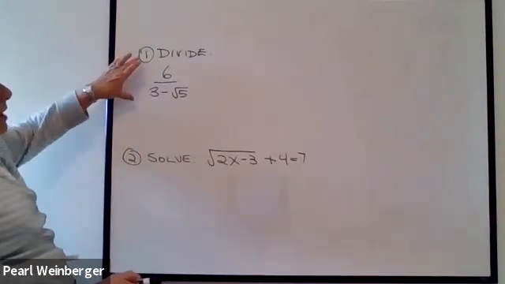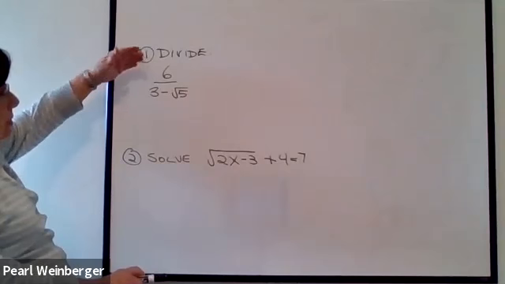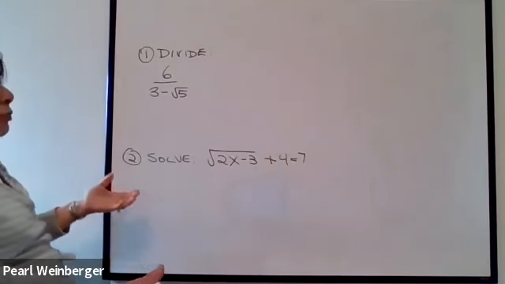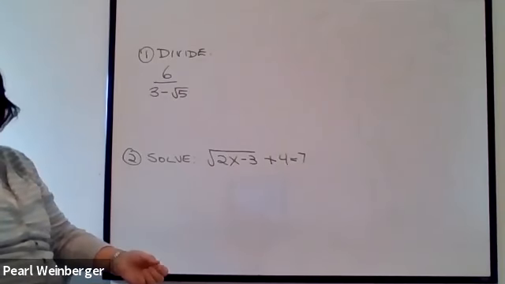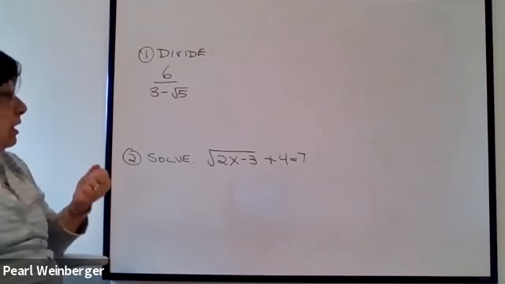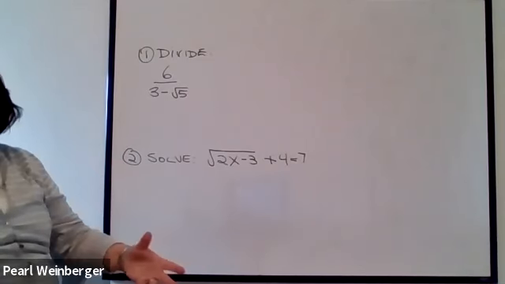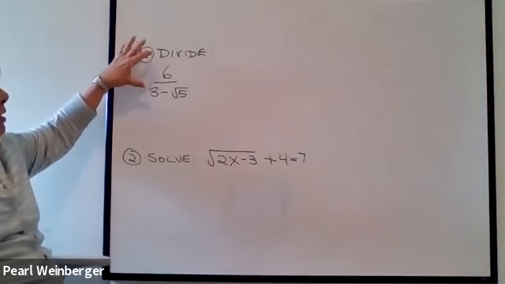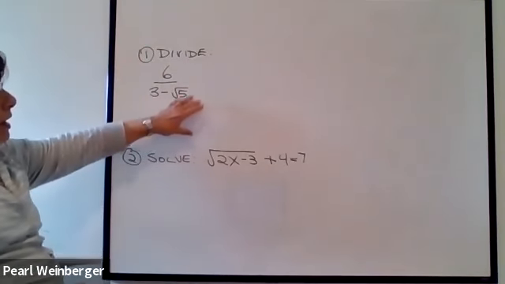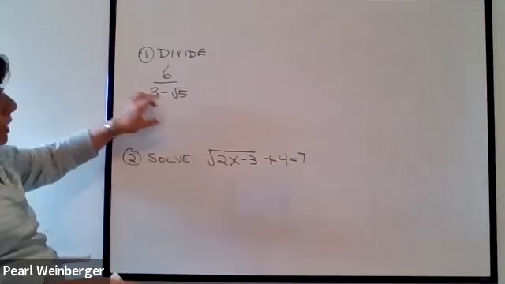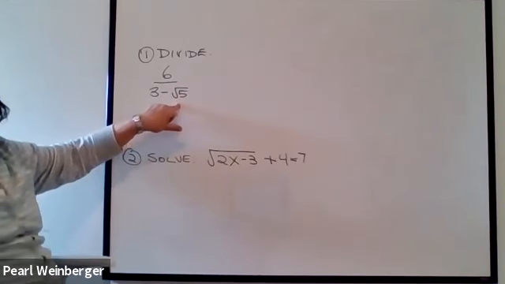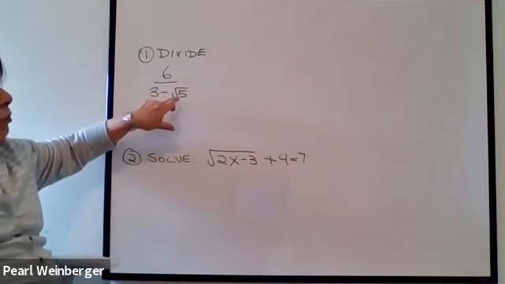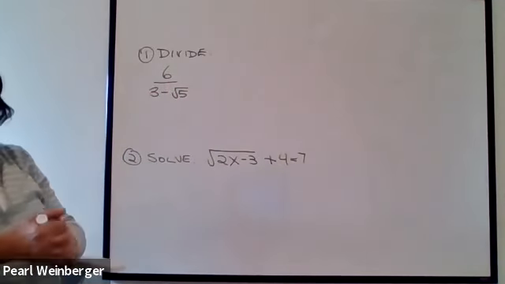Okay. So the first question says divide, but it could say equally as well, rationalize the denominator. Or it could say simplify, or find the quotient, which is the same thing as saying divide. Basically, when you see a fraction that has a square root, a radical in its denominator, you want to make sure that you rationalize the denominator. You get rid of that radical from the denominator.